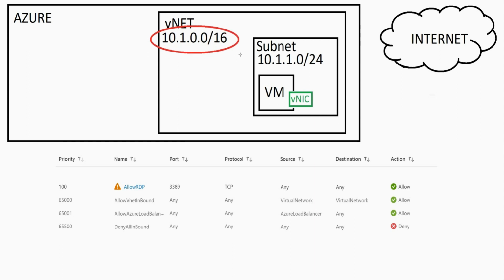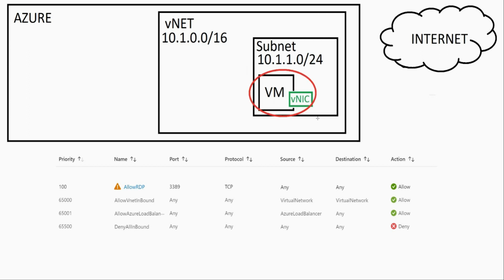10.100/16 address space. That's roughly 65,000-ish addresses. And then we've got a subnet on that that I've just called subnet, and it's 10.1.1.0, and it's /24. That means we've basically taken this 65,000 range and we've broken it up into a range of about 250. It's supposed to be 256, but you have to subtract 2, and then Azure uses some of them, so you get 250, 251 addresses available to you.